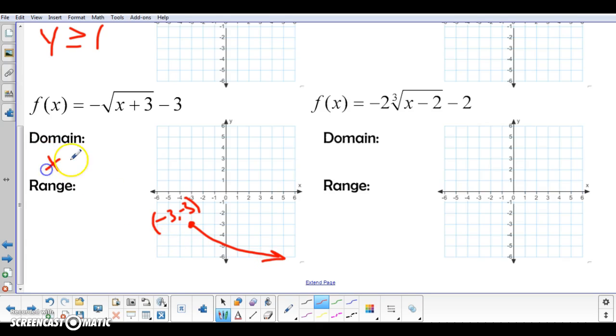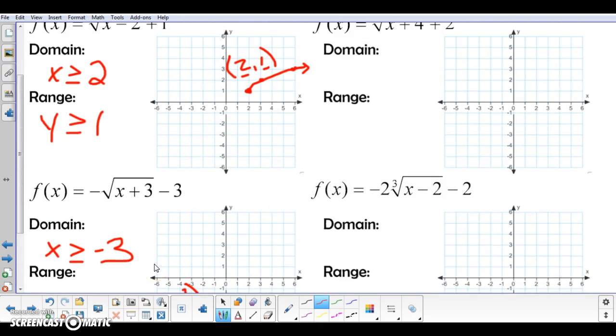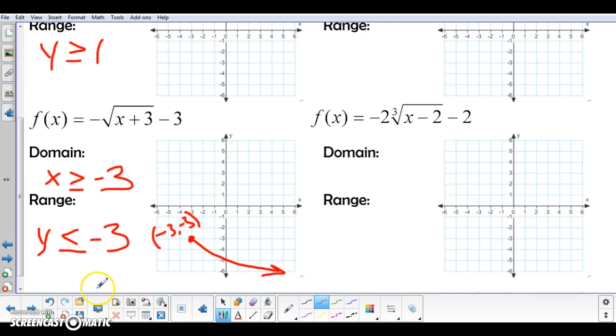Domain would be x values that are greater than or equal to -3. The range is a little bit different. Because it goes down from that point, my y values in my range are now less than or equal to -3. So there you've got some square root functions that have shifted left and right and up and down, and how that affects their domain and range.